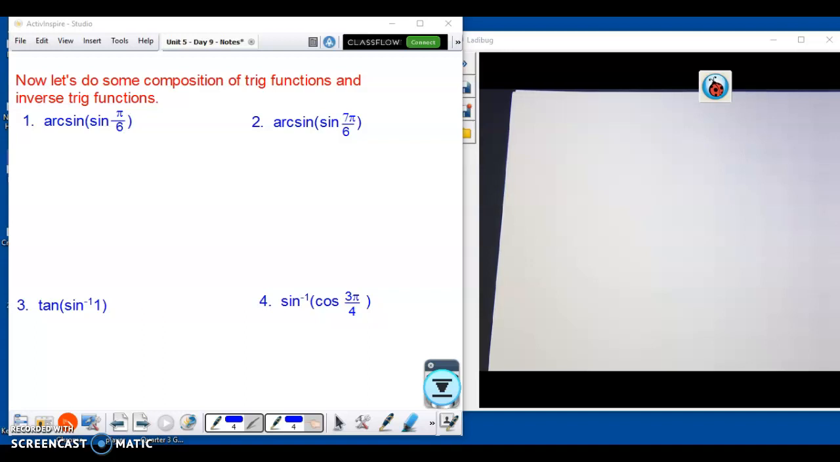Okay, so we're going to take a look at some composition trig functions. That just means a function inside of a function. Some of them will be inverse trig functions, and some of them will just be regular trig functions. Just remember, if it's an inverse, we have to take a look at the principal values.